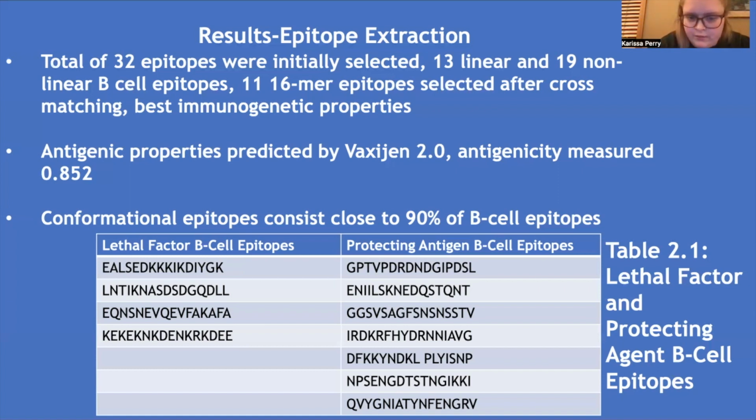And these are the individual sequences that were extracted by comparing lethal factor and protective antigen proteins to B cell proteins. And all these letters correspond to the different amino acids, which we've learned about in the class.